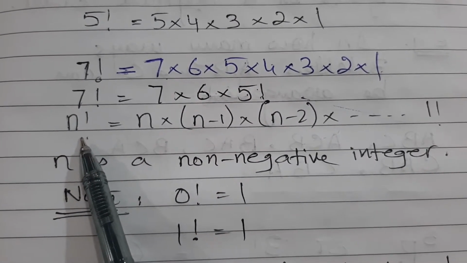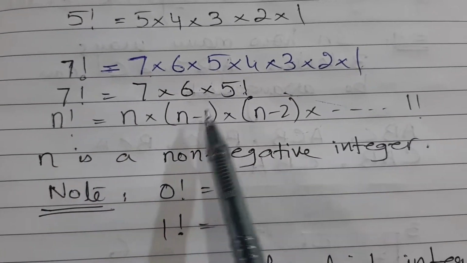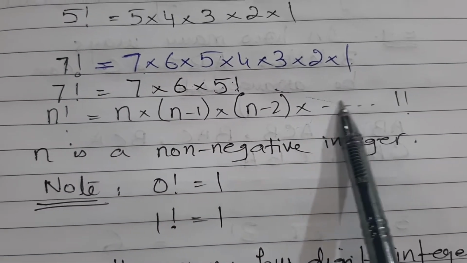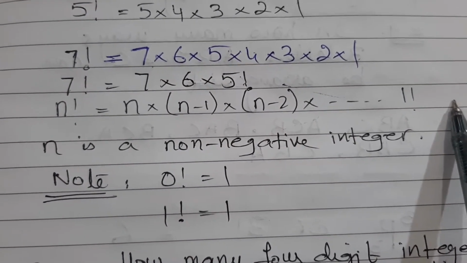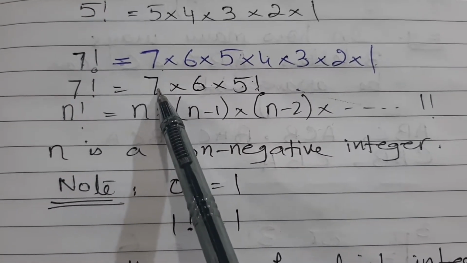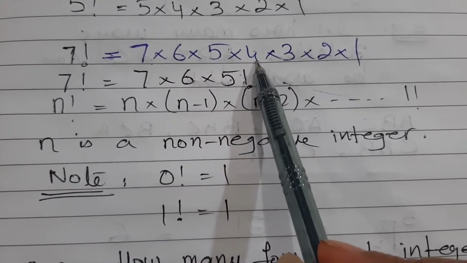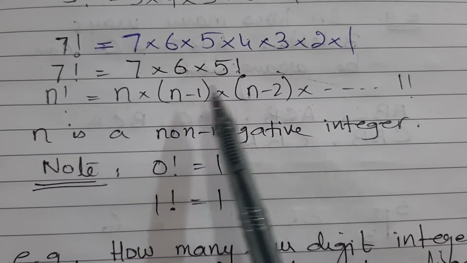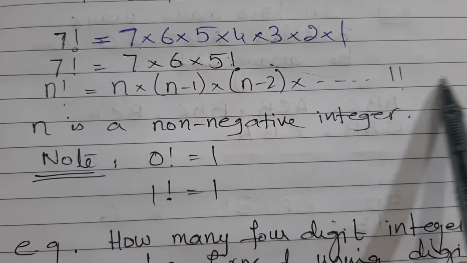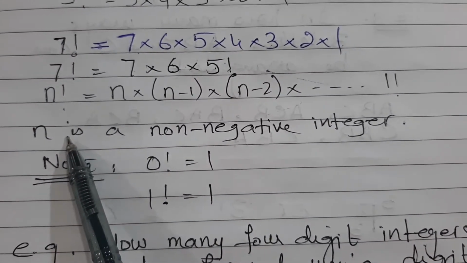Now writing it generally, if it is n factorial, it is n, n minus 1, n minus 2, n minus 3, and go back till 1 factorial or 1, right? Because you see 7, this is 7 minus 1, 7 minus 2, 7 minus 3, 7 minus 4. So exactly the same, n minus 1, n minus 2, n minus 3, and so on till you reach 1.